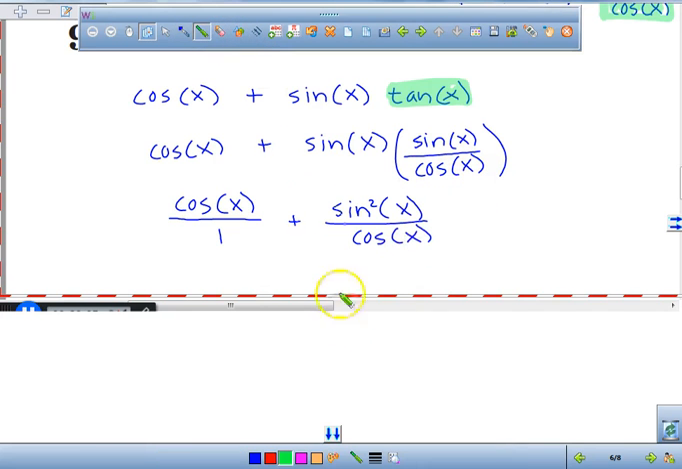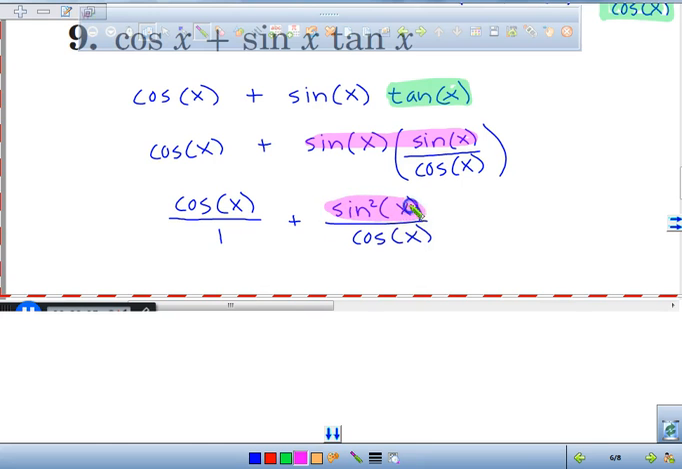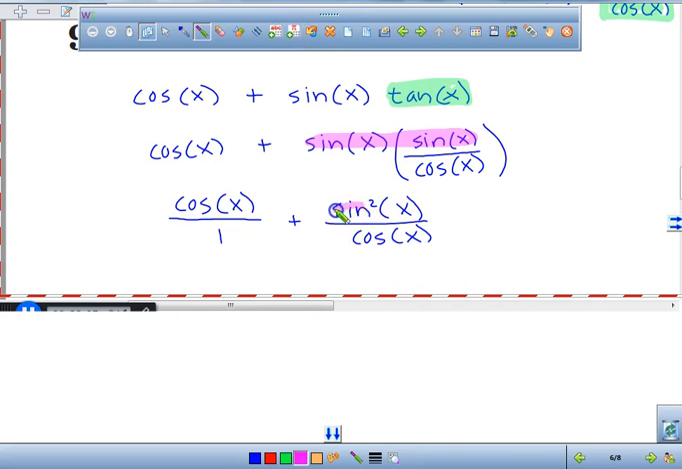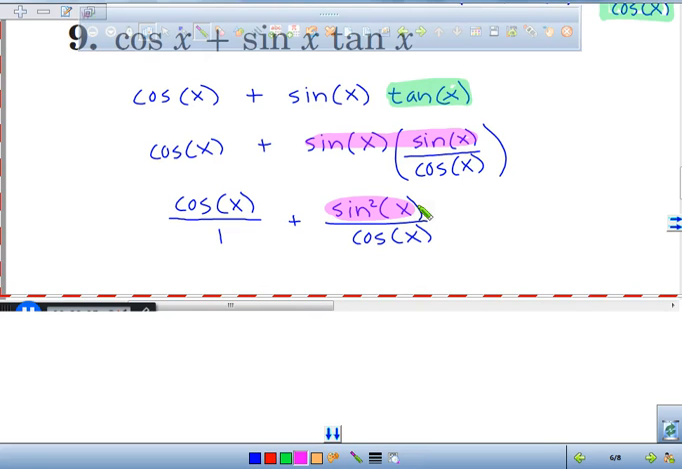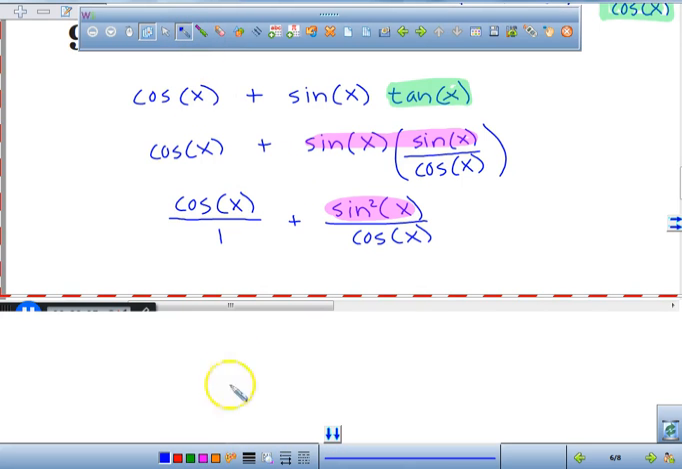If you're wondering what I just did, I multiplied the sine of x times the sine of x, and that became the sine squared of x. Now, when you're adding fractions together, what do you need in order to add them? A common denominator. Do we have a common denominator? No. We're not going to cross multiply, but what does this denominator need that it does not have? It needs to have the cosine of x.